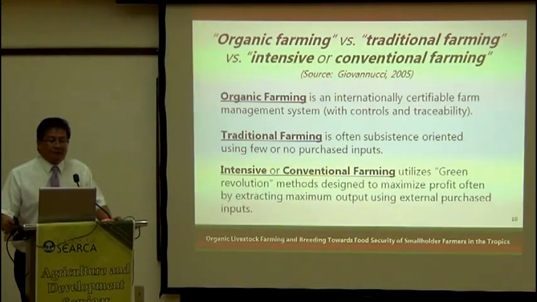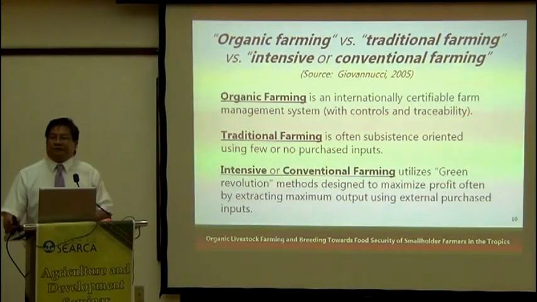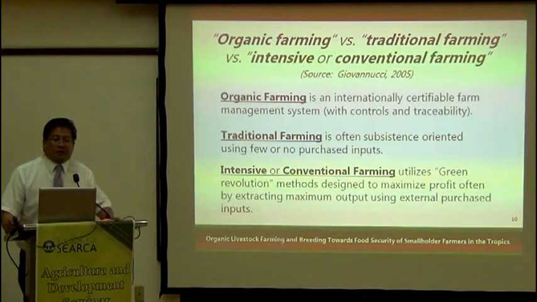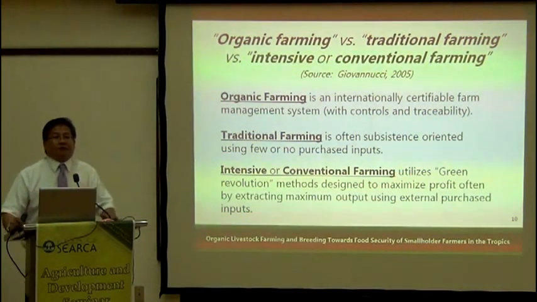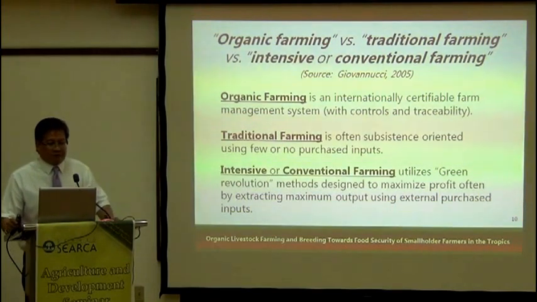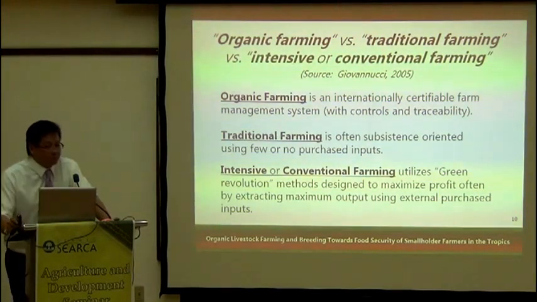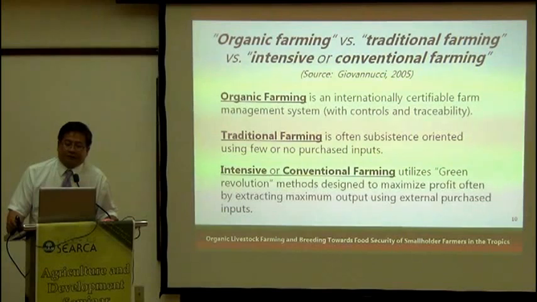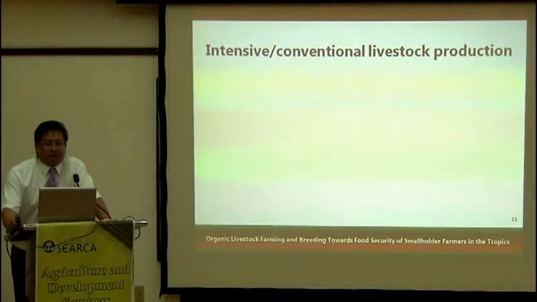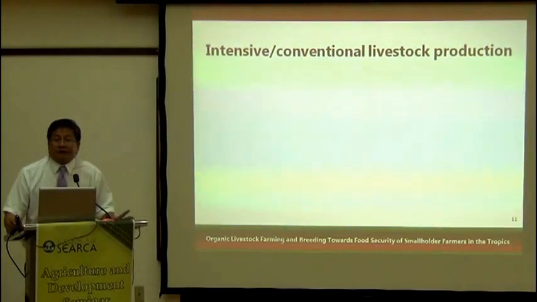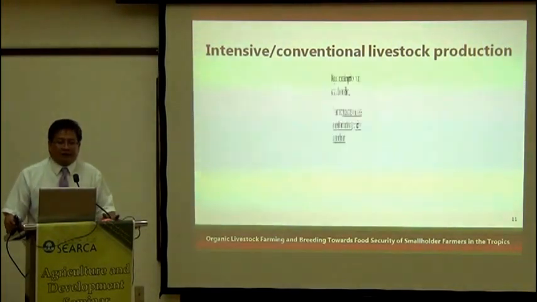And then, as for comparison, you're familiar with what's being taught in class: intensive or conventional farming, which utilizes those green revolution methods designed to maximize profit, often by extracting maximum output using external purchased inputs. Let me highlight what intensive and conventional livestock production is, so as to highlight in reference to what organic is all about.